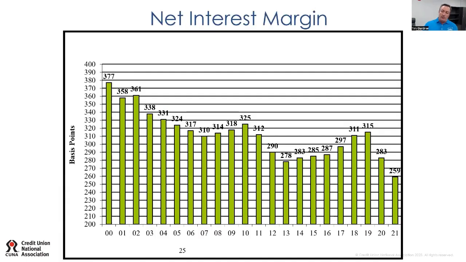And you can see, over time, the net interest margins have been coming down for credit unions. And the question that I always like to pose is, why do we suppose that is? Sure, some of it can be traced back to the fact that we've been operating in a decreasing rate environment for quite some time, but some of it's also going to be for other reasons.